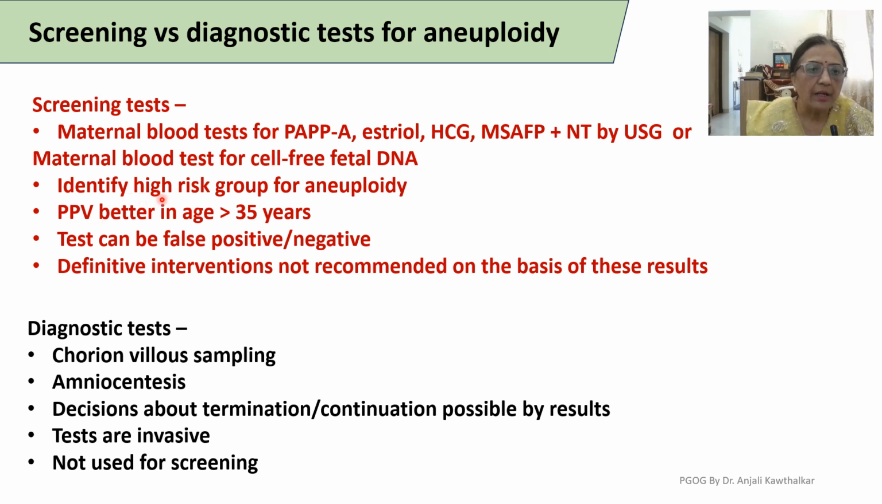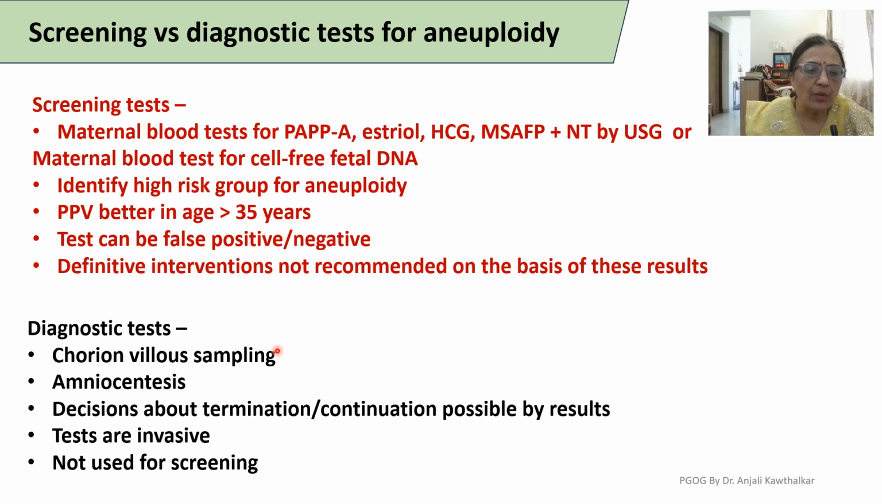The screening tests identify a high-risk group for aneuploidy. Positive predictive value is better for any of the tests whenever the maternal age is greater than 35 years. Both of these tests can come out as either false positive or false negative, and that is the reason definitive interventions are not recommended on the basis of results of these screening tests, because whatever test or combination you do, there is always a risk of a false positive or a false negative result, and that is the reason these are not considered diagnostic tests.